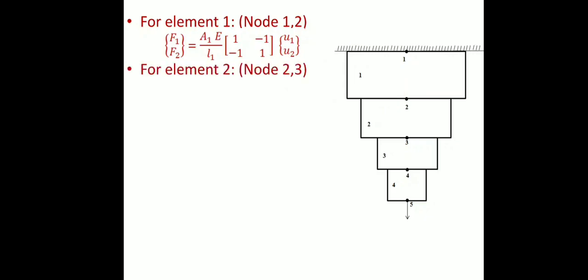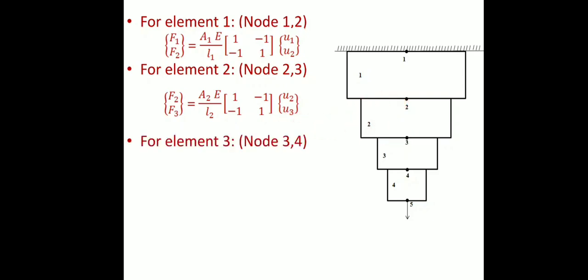Similarly for element 2, which has nodes 2 and 3. For element 2, the end conditions will be node 2 and node 3. So the nodal forces will be F2 and F3, the area of cross section of element 2 is A2, and L2 is the length of element 2. The matrix will be [1, -1; -1, 1], similar to the earlier one, and the nodal displacements will be U2 at node 2 and U3 at node 3.